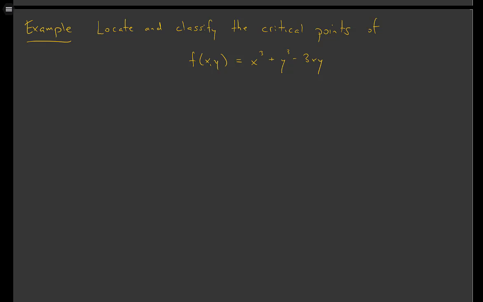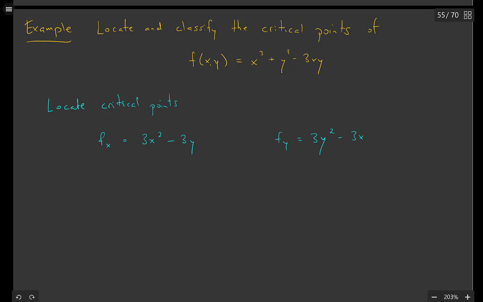So to begin, let's locate the critical points. To this end, we'll need the first partial derivative with respect to x, which is just 3x squared minus 3y, and the first partial derivative with respect to y, which is just 3y squared minus 3x. Both of these partial derivatives are defined for all values of x and y, so we're only going to find critical points when these are set equal to 0.